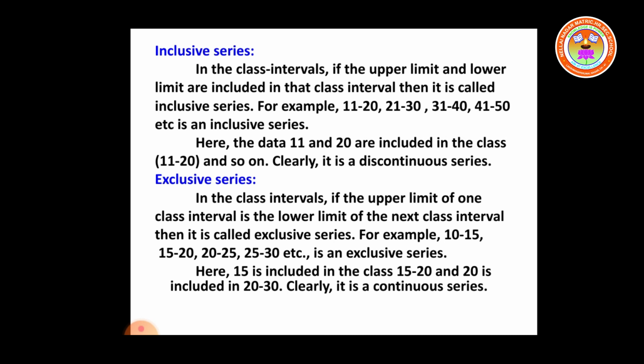Next one, exclusive series. In the class intervals, if the upper limit of one class interval is the lower limit of the next class interval, then it is called an exclusive series. For example, 10 to 15, 15 to 20, 20 to 25, 25 to 30, etc. is an exclusive series. Here 15 is included in the class 15 to 20, but 20 is included in the class 20 to 25. So clearly it is a continuous series.